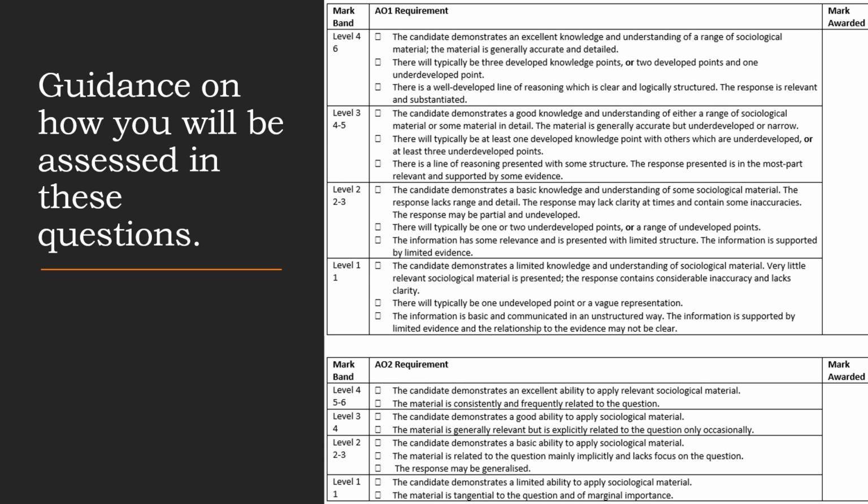Okay, so the mark bands are up on screen. The top, level 4, for your AO1 is all the depth, the detail, accuracy, and very specifically 3 developed points. If you look further down to level 3, you drop quite significantly with 1 developed point and others that are vague. So you've got to make sure that each of those paragraphs is clear, chunky, and detailed. Every single one of them should contain the same volume of detail. Don't spend ages on the first and begin to filter off on the second 2.